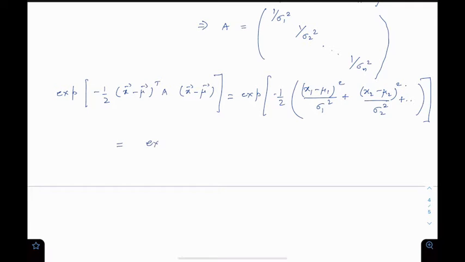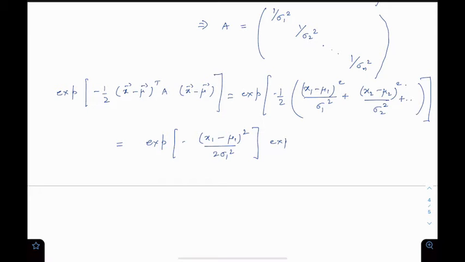Exp of minus x1 minus mu1 square by 2 sigma 1 square, times exponential of minus x2 minus mu2 square by 2 sigma 2 square, and so on. So this probability density function is just the product of n one-dimensional Gaussians. So all rho ij, where i is not equal to j, implies that xi and xj are independent.